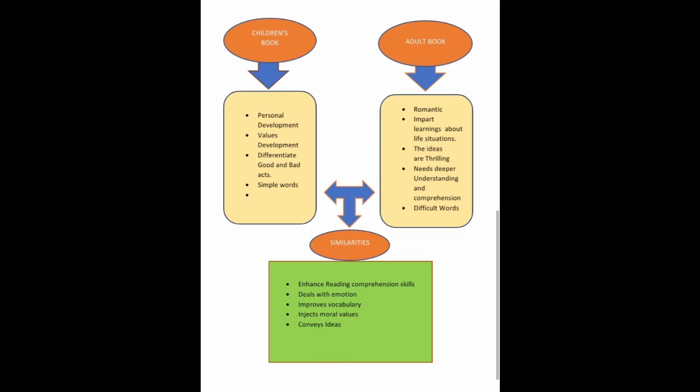Now let's move on to the adult's book. It is romantic, imparts learnings about life. The ideas are thrilling, need deeper understanding and comprehension, and lastly, it uses difficult words. It is romantic in such a way that adults are lovable and build feelings towards the opposite sex. Next, imparts learnings about life situations.